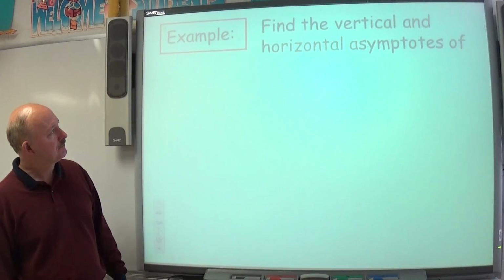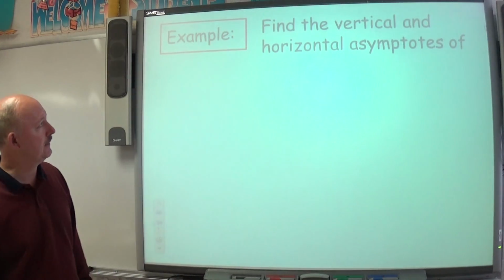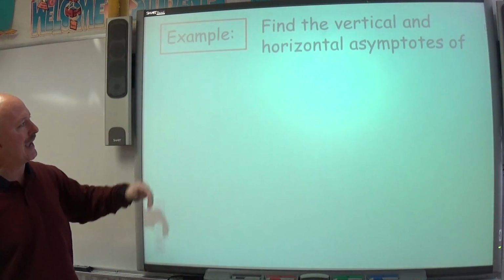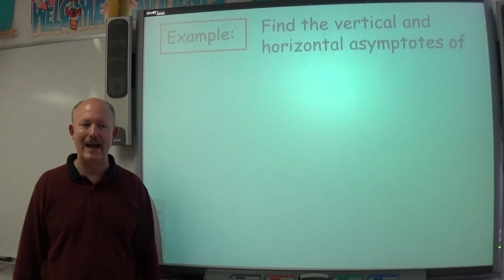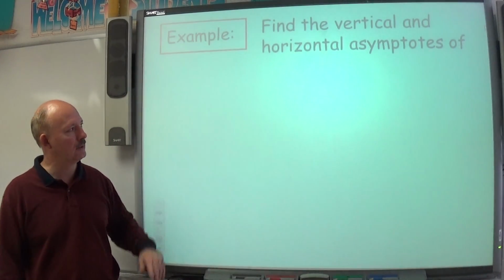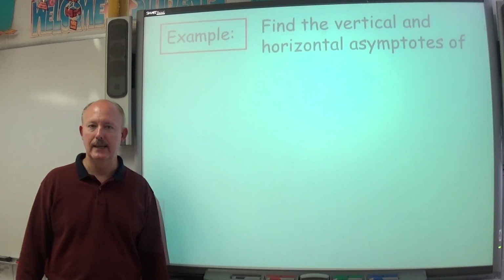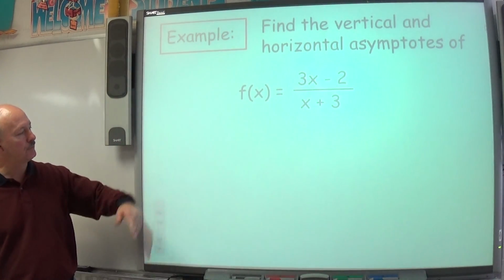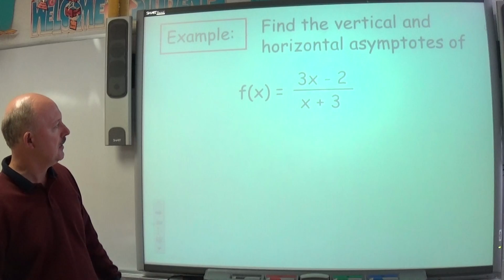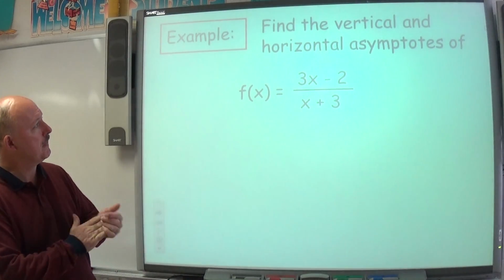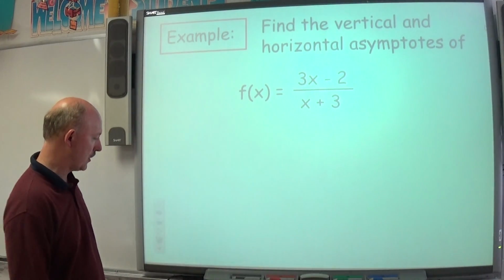Right. Okay, let's try this example here. Let's see if we can find the vertical and horizontal asymptotes of a couple of rational functions. Right, so we can do these here on our PowerPoint, and then we'll look at some more examples when we do video number 2. Okay, let's try this rational function here. So f of x equals 3x minus 2.